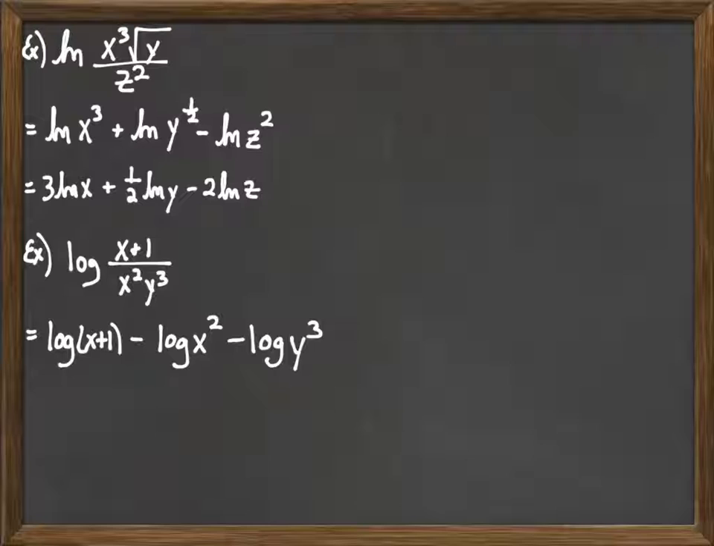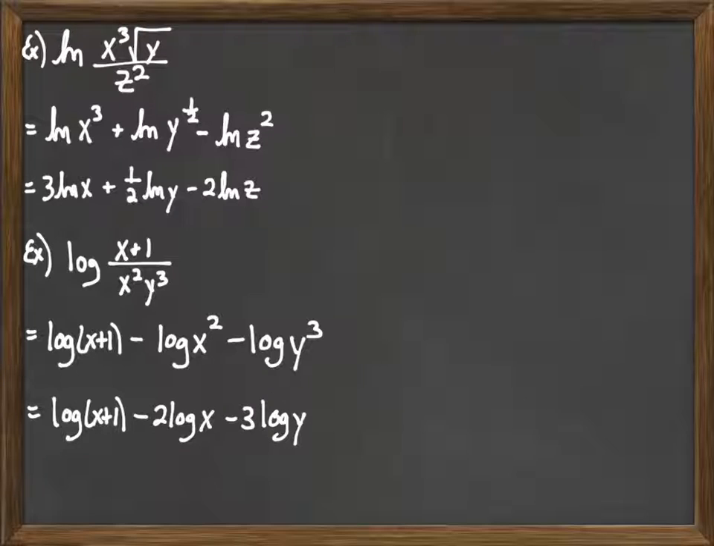And then we continue just like we did before. We can pull out the exponents on that log of x squared and that log of y cubed. Again, they're both subtracted because they were both in the denominator. And so log of x plus 1 we can't do anything about. That's just going to stay as log of x plus 1. And then minus now 2 log of x and minus 3 log of y.